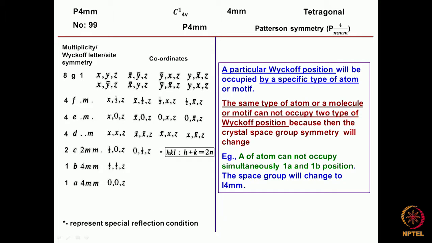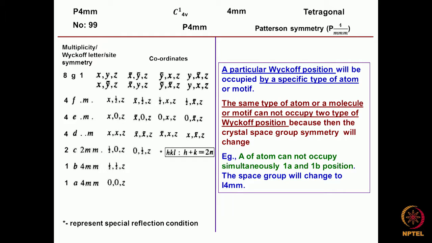Another important aspect which we have to consider when we want to construct a crystal structure is that the special positions and general positions are given in the International Union of Crystallography table, which gives the coordinates of the Wyckoff positions. Okay. Each of the special positions can hold only one type of atom.